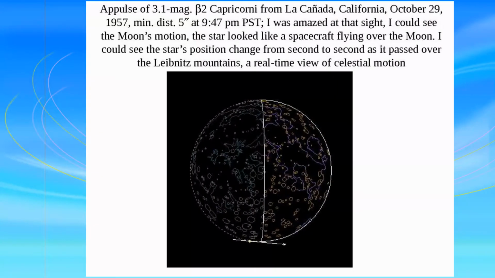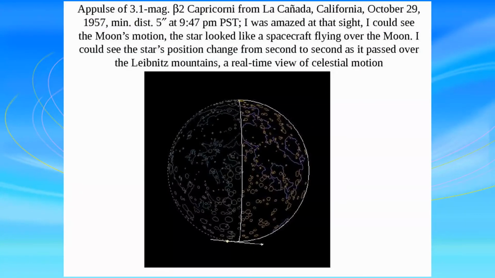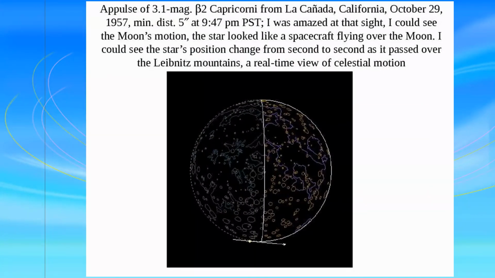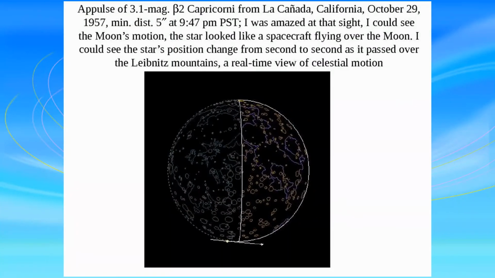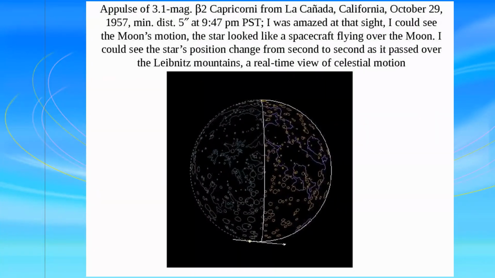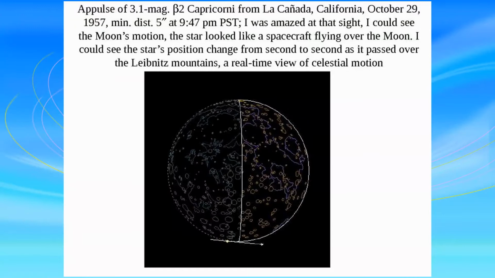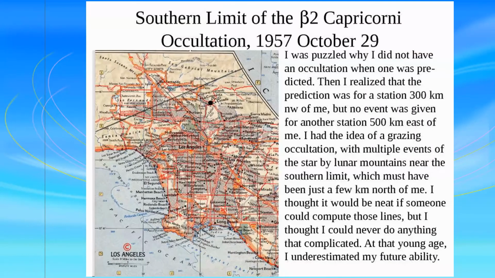I saw how the star was moving among those mountains, just above those mountains and craters, and I said, darn, if I had only been a little bit farther north, I would have seen the star disappear and reappear among those mountains and craters. I thought, that was such a neat thing, and I wish someone would predict where those paths were. But I was just a kid then, and I said, I'll never be able to do anything that complicated. Anyway, next slide.